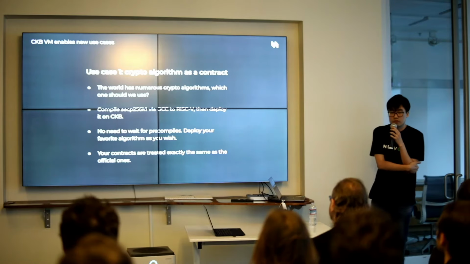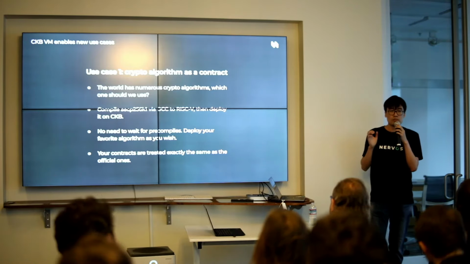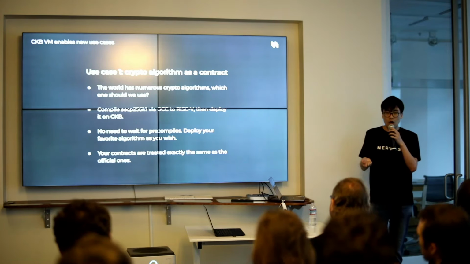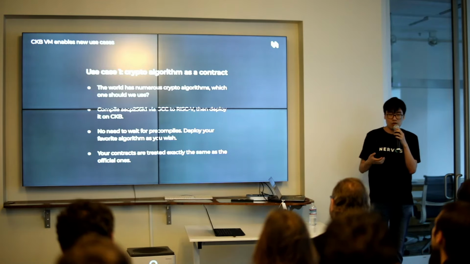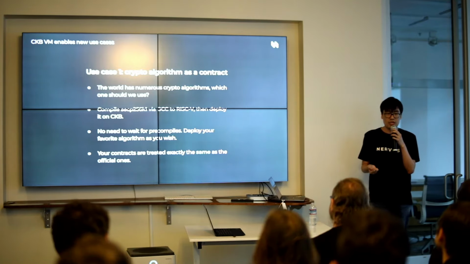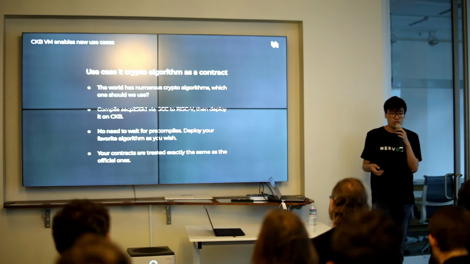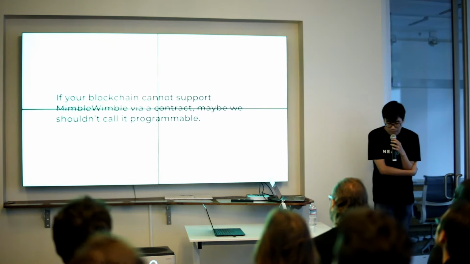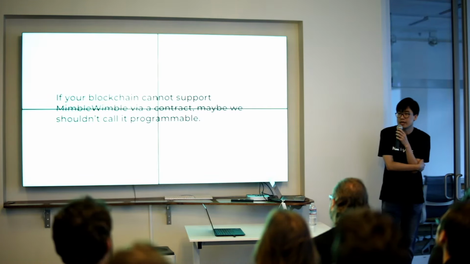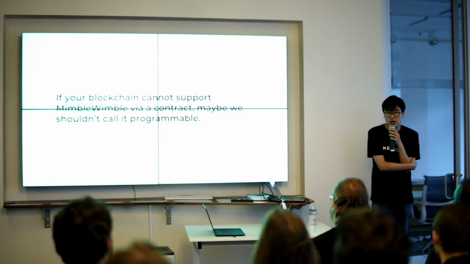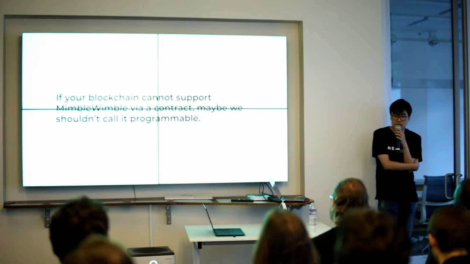And also, one beautiful part of CKB is that your deployed contract is treated exactly the same way as our official ones. Our officially included signature is just there because we put it there. It doesn't have any special privilege. Every smart contract running on CKB is really created equal, whether it's created by the official team or created by our community members. One point I keep making is that if your blockchain cannot support Mimblewimble via a smart contract, maybe we shouldn't really call it a programmable blockchain, because it is not programmable.